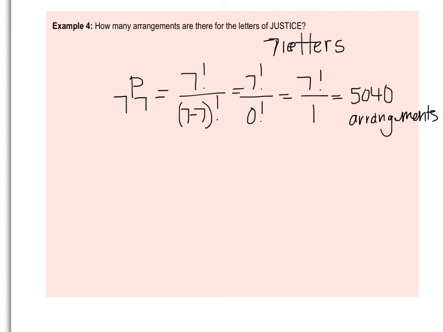It's a lot, right? But remember, permutations, order matters. So if I have the letters in this order, if I just switch the order of the U and the J, that counts as a different arrangement. Or if I just switch the order of these two, that counts as a different arrangement. So we're going to have 5,040 different possibilities if the order matters in terms of the letters.